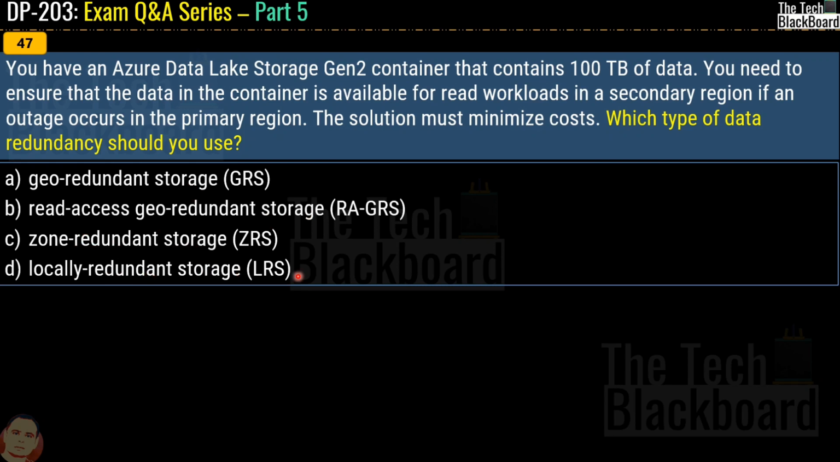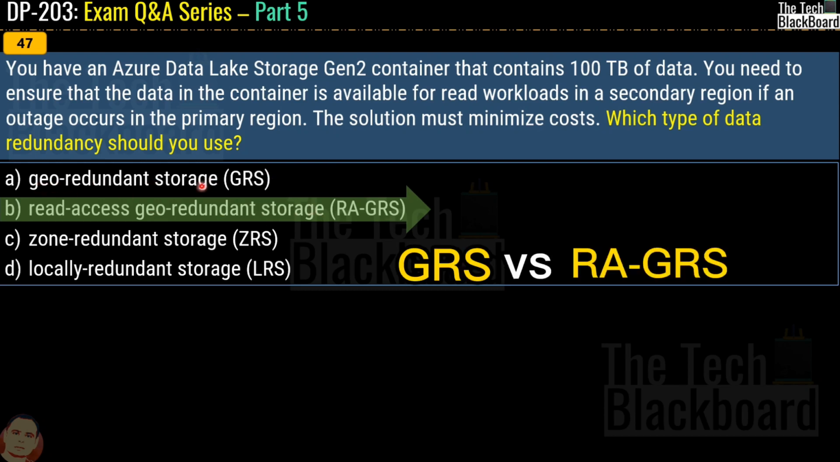And the correct answer for this question is option B, read access geo-redundant storage. Now many of you may argue, why not choose geo-redundant storage or GRS, as this is a much cheaper option. However, you must consider the question says that we must be able to read the workloads in a secondary region even if the outage occurs in the primary region.